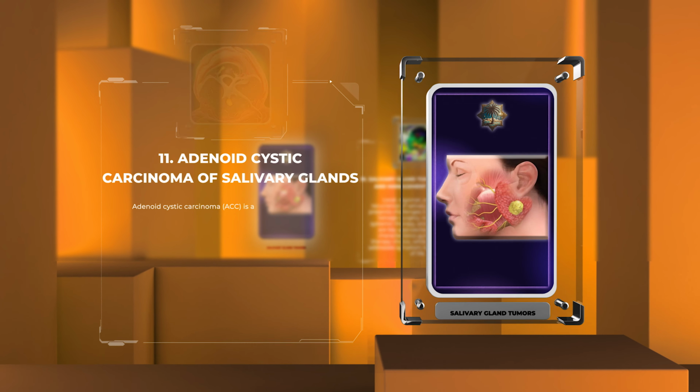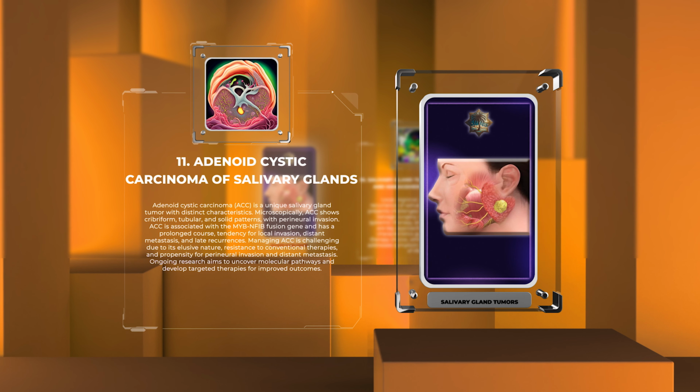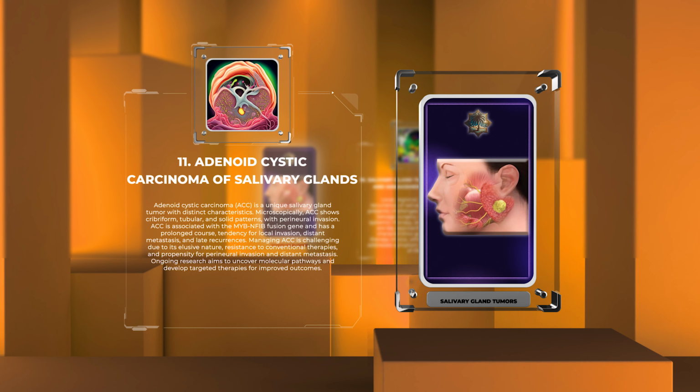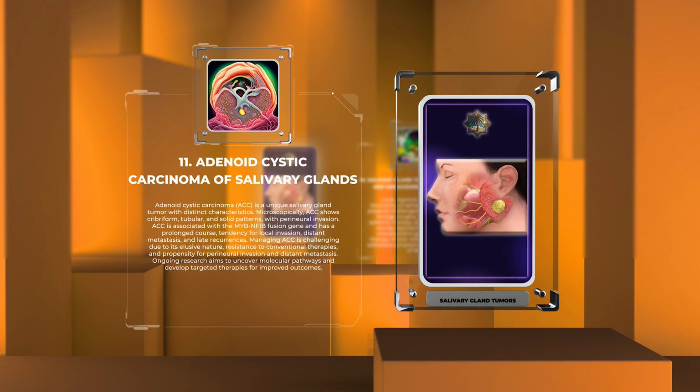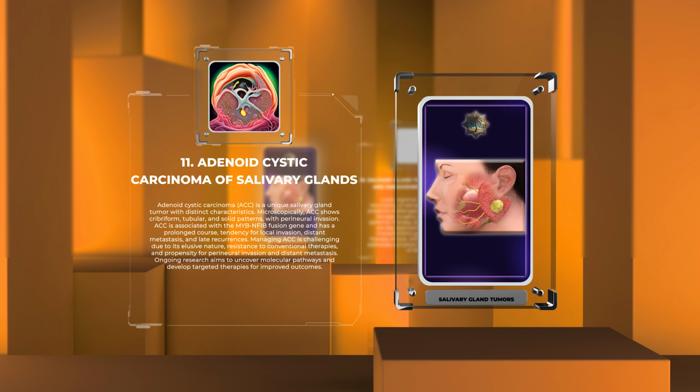Adenoid cystic carcinoma, ACC, is a unique salivary gland tumor with distinct characteristics. Microscopically, ACC shows cribriform, tubular, and solid patterns, with paraneural invasion. ACC is associated with the MYB-NFIB fusion gene and has a prolonged course, tendency for local invasion, distant metastasis, and late recurrences. Managing ACC is challenging due to its elusive nature, resistance to conventional therapies, and propensity for paraneural invasion and distant metastasis. Ongoing research aims to uncover molecular pathways and develop targeted therapies for improved outcomes.